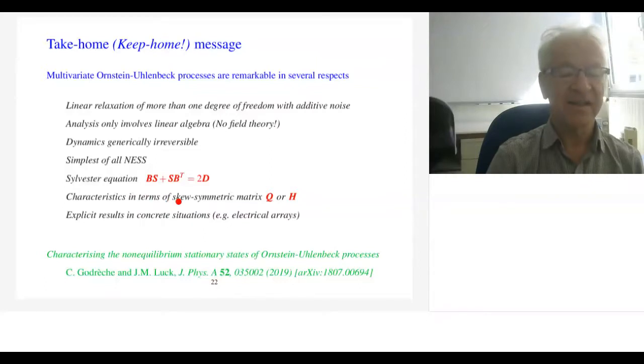All characteristics of the non-equilibrium stationary state can be worked out, and a few of them have been worked out here, in terms of the skew-symmetric Q, which is just the skew-symmetric part of the Onsager matrix, or H in dimensionless form. And I have shown you a few explicit results in the concrete situation of electrical arrays. Again, this is inspired from that work by Claude Godrèche and myself, published two years ago. Okay, I'm on time, and I thank you for your attention.